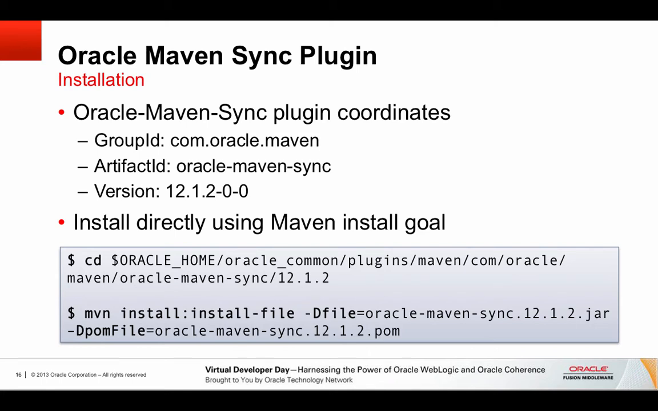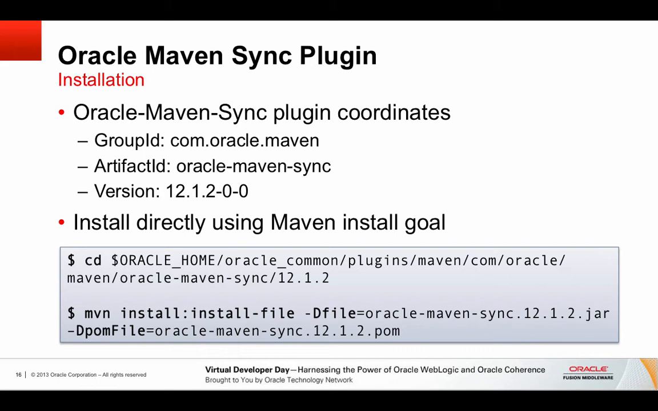The first thing we're going to need to do is locate the Oracle Maven-Sync plugin inside the WebLogic Server installation, and the path is shown in the text box there. The coordinates that we supply to be used to install the sync plugin are the group ID com.oracle.maven, the artifact ID is oracle-maven-sync, and the version is 12.1.2-0-0.